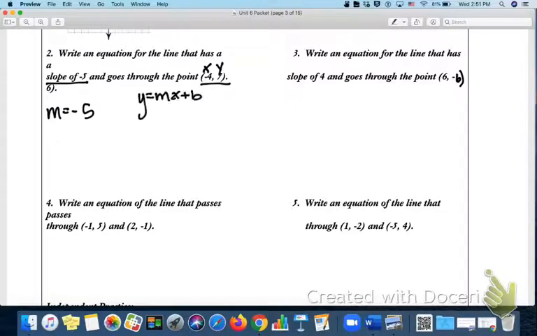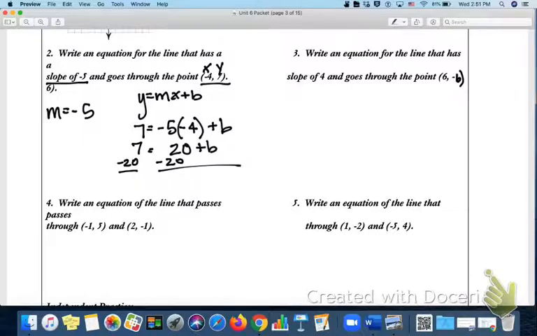Y equals mx plus b. I'm going to replace y with 7. The slope is negative 5. And x is negative 4. So when I substitute those in, I get 7 equals negative 5 times negative 4 plus b. Now we're going to solve that. A negative times a negative gives us a positive 20. 7 equals 20 plus b. Isolate the variable, get b by itself. So I'm going to get rid of that positive 20 by subtracting it from both sides. And b equals negative 13.